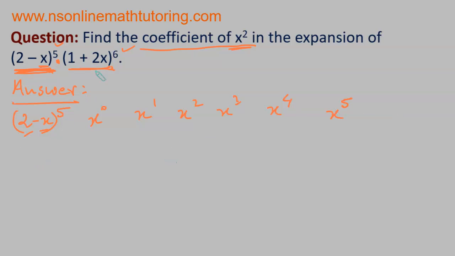And now I am taking this one, (1 plus 2x) to the power of 6. Again, x is in the second term, so its power will go on increasing. So again I write the powers of x. Just the powers of x: x to the power of 2, x to the power of 3, x to the power of 4, x to the power of 5, and finally x to the power of 6.